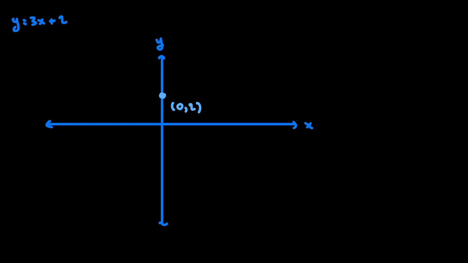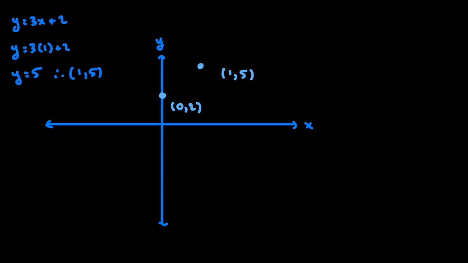Now that we have what the y value is when x equals 0, let's find out what the y value is at another x point. For simplicity's sake, I will substitute 1. So when x equals 1, what is y? Well, when we substitute in 1, we get y equals 5. So another coordinate that I have is 1, 5. I'm just going to roughly plot that somewhere over here and say that that's 1, 5.